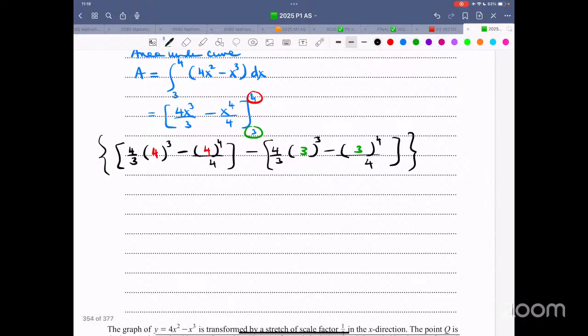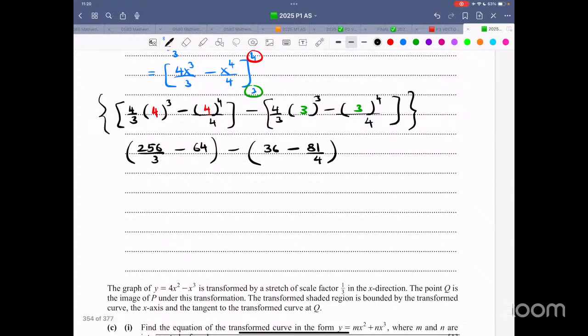So let me simplify. 4 cubed is 64, into 4, that is 256 over 3. This is 4 cubed, that is 64, minus 3 cubed is 27 over 3, 9, 4 nines are 36. And this is 36 minus, that is 81 over 4.